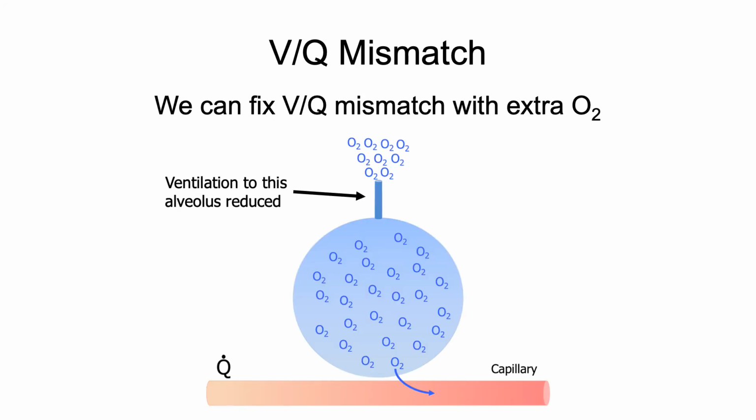In the event of low ventilation, we can fix a VQ mismatch by giving extra oxygen or supplemental oxygen. And you can see in this image how extra oxygen delivered to an alveolus, even though the alveolus has low ventilation, can result in normal levels of oxygen inside the alveolus and therefore normal PO2 or normal levels of oxygen inside the blood vessel.